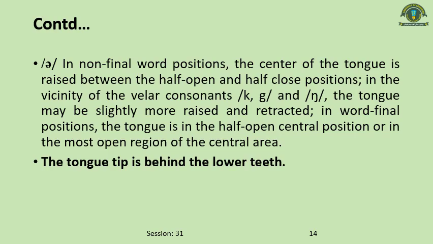Let's read the explanation. In non-final word positions, the center of the tongue is raised between the half-open and half-closed positions, in the vicinity of the consonants k, g, and ng. The tongue may be slightly more raised and retracted. In word final position, the tongue is in the half-open central position or in the most open region of the central area. The tongue tip is behind the lower teeth, and the sound is produced in words like against, about.